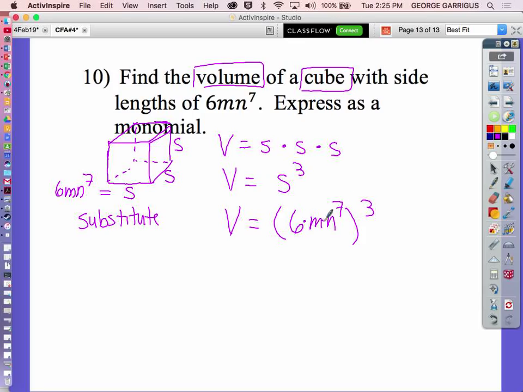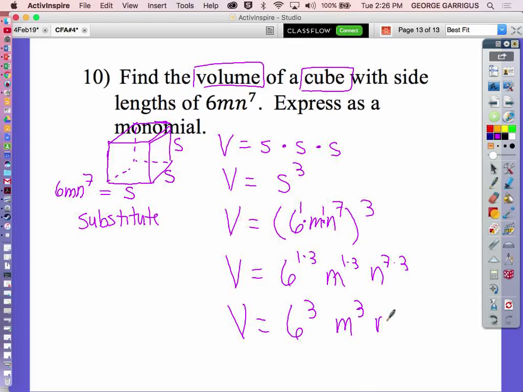It's power of a product, so each of these factors is going to be taken to the third power. So I'm going to multiply 6, 1 times 3, m, 1 times 3, and n, 7 times 3. And I get my final answer. V is equal to 6 cubed, m cubed, n to the 21. Or if you want to multiply out 6 cubed, 216 m cubed n to the 21 was also the correct answer.